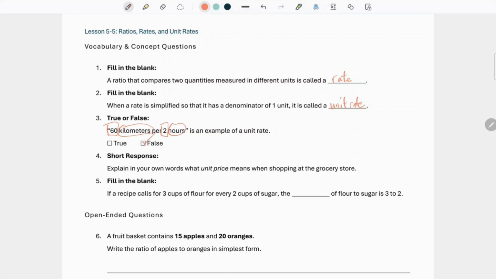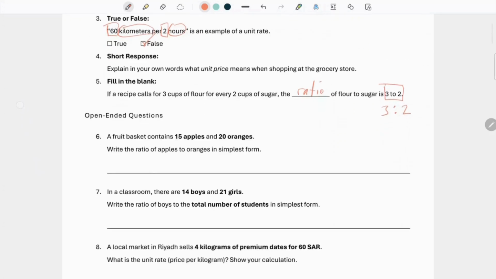Number 4. Explain in your own words what unit price means when shopping at the grocery store. It just means the cost of one single item, price per item. Number 5. If a recipe calls for 3 cups of flour for every 2 cups of sugar, the something of flour to sugar is 3:2. Now, in our previous lessons, you should have seen that 3:2, or if you see 3 colon 2, it's a ratio. So that means that's the ratio of flour to sugar.